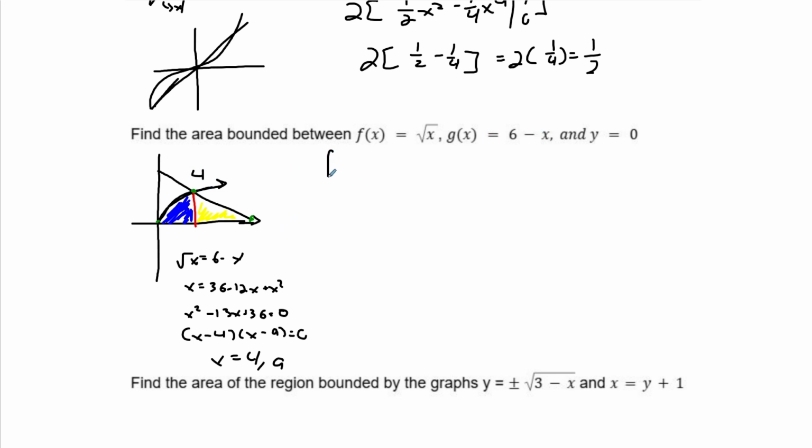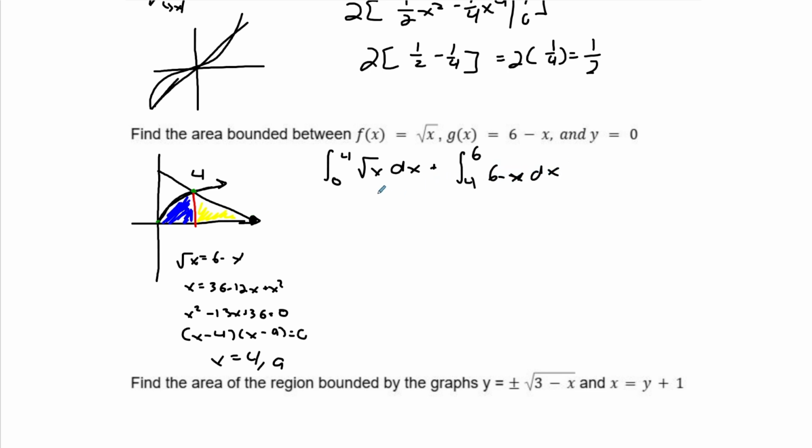Okay, so we're going to have the integral then from 0 to 4 of the square root x dx plus the integral from 4, and then 4 to what? Well, when do we touch the y-axis? That will be when g of x is equal to 6. So from 4 to 6 of 6 minus x dx.